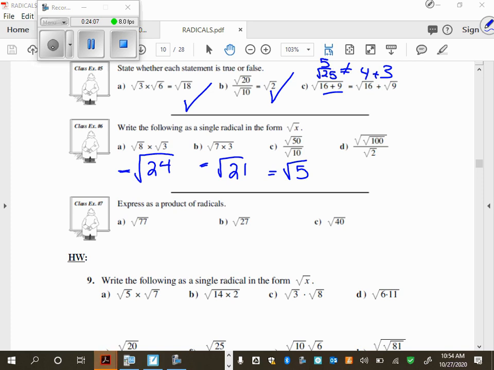And how do we do this one? Well, what's the square root of 100? 10, good job. So you have to do it twice. So square root of 100 is 10. And what's radical 10 divided by radical 2? Radical 5.